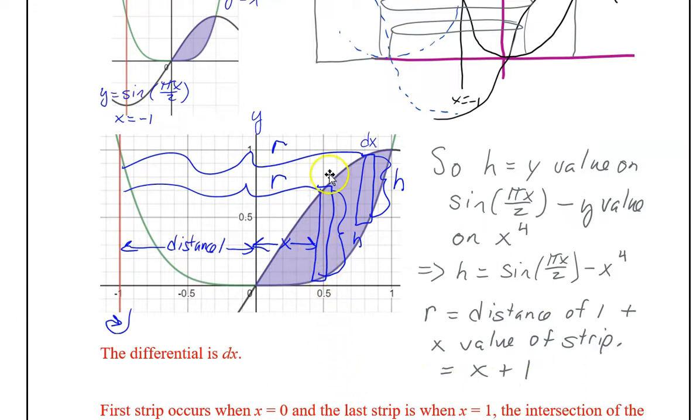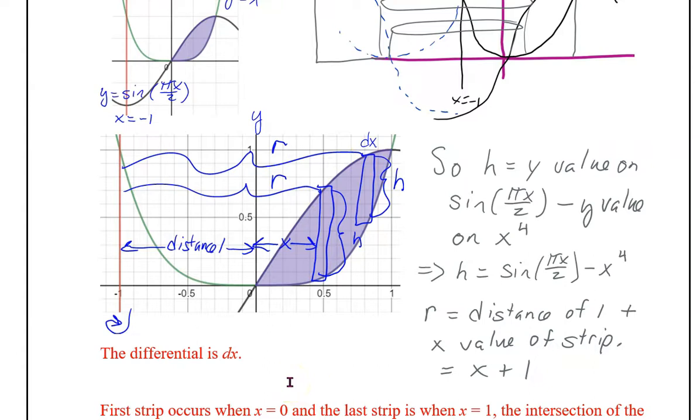Now we need to figure out what the height of our strips are. In this case, notice that the height is the y value on sine of pi x divided by 2 minus the y value on x to the 4th. That would be the difference between sine of pi x over 2 and x to the 4th. Since these are both written in terms of x, we can leave these as they are as well. The differential is given by the short end of the strip or thin rectangle, which is dx.